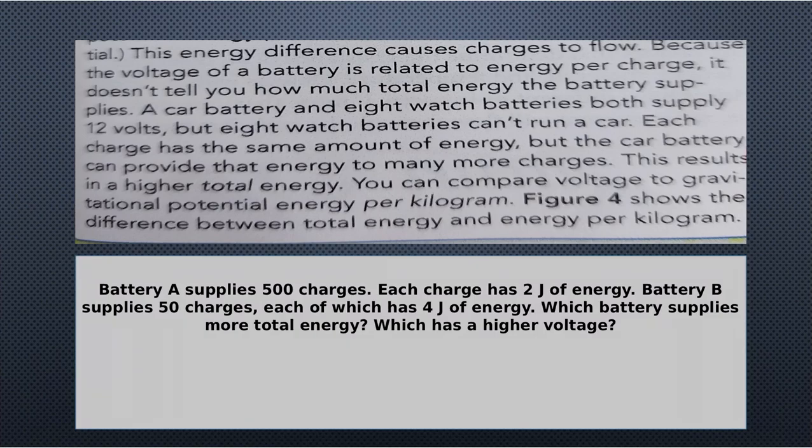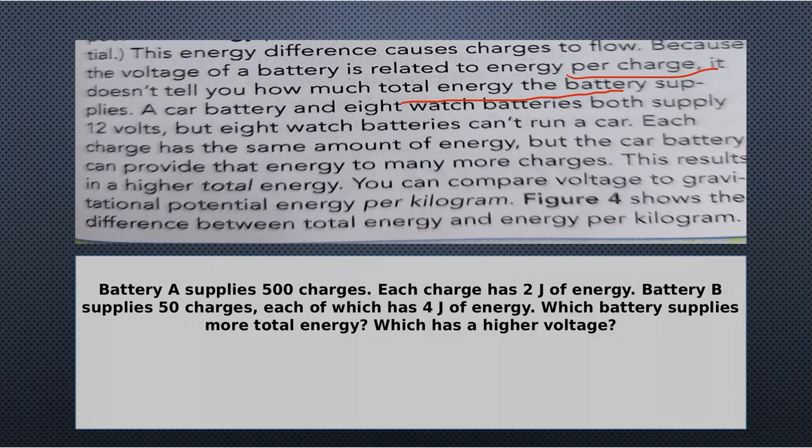It doesn't tell you how much total energy the battery supplies. Again, here the number of volts is related to energy per charge, energy for each charge. But what about the energy of the battery as a whole? What about the total energy of the battery as a whole? Is it indicated here by the voltage?